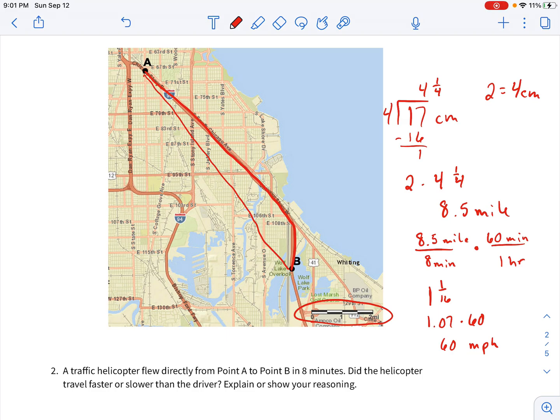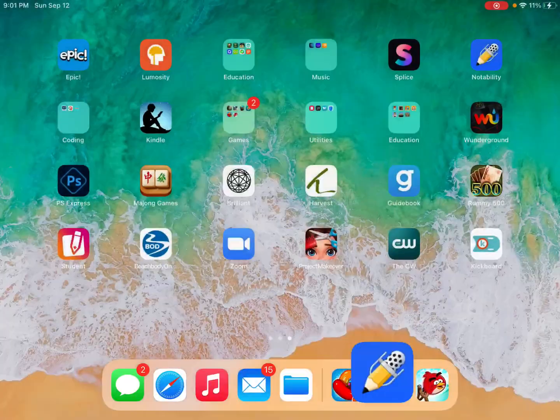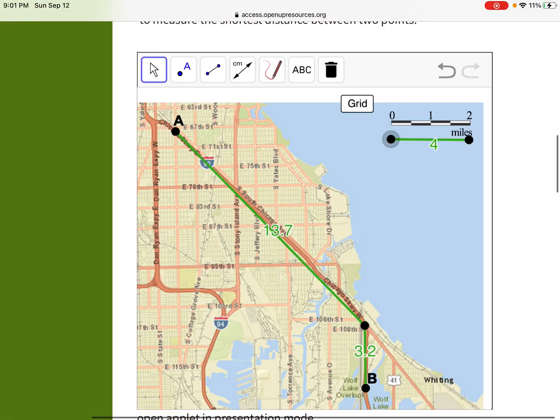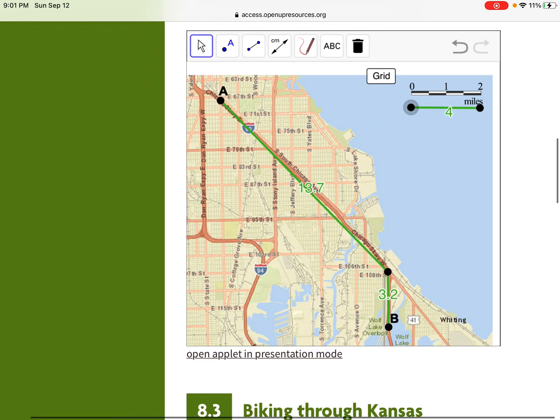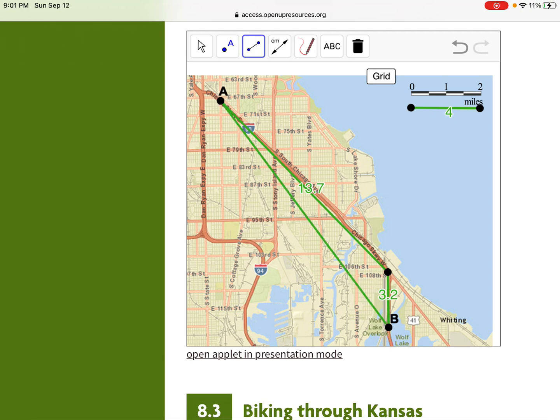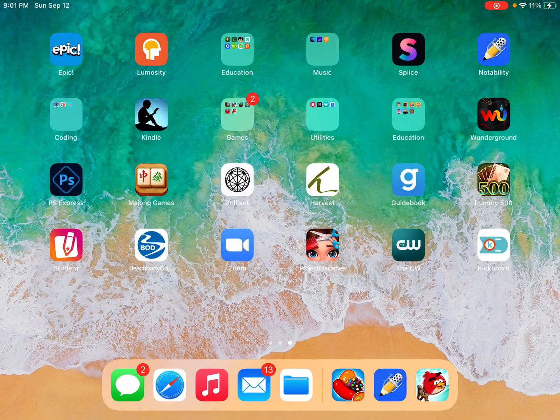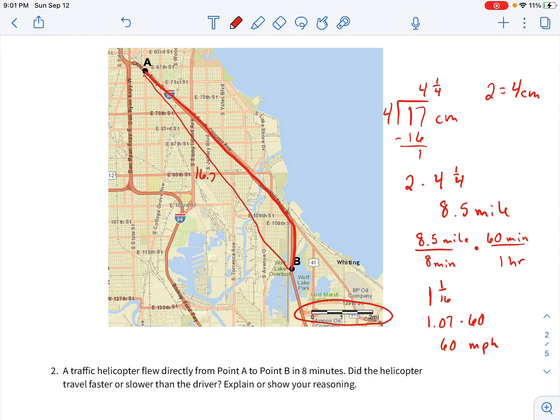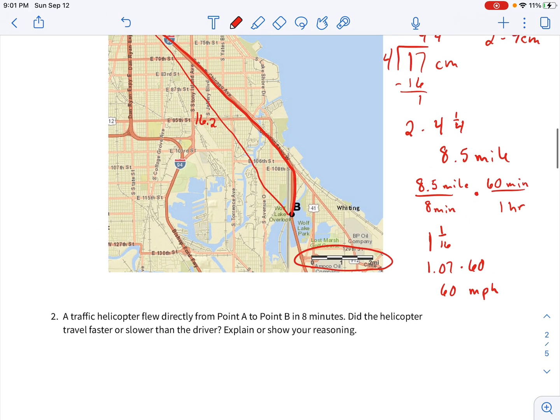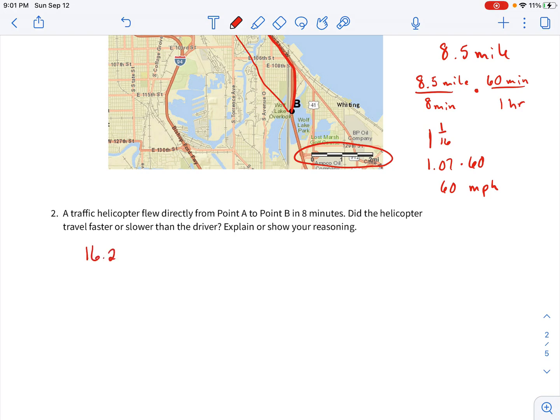So we're going to follow the same steps we just did, but we need to find that distance from A to B. So come back here. We're going to get a line. Okay, so that's 16.2. We're going to do the same thing and divide that 16.2 by our 4. So once again, this would be miles. No, this is centimeters. Sorry, we're not there yet.